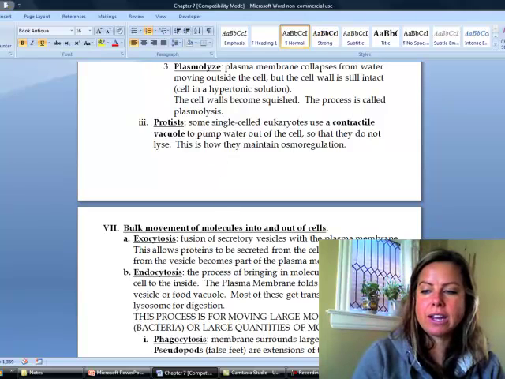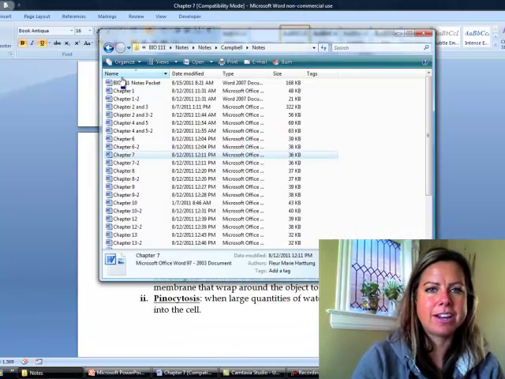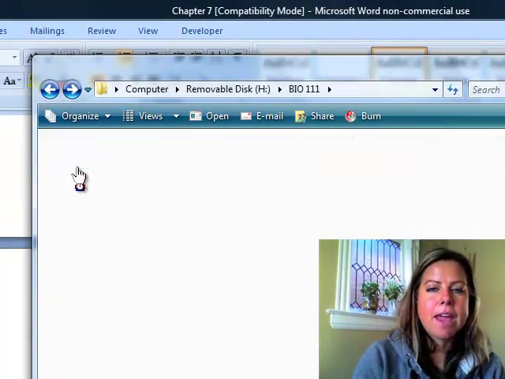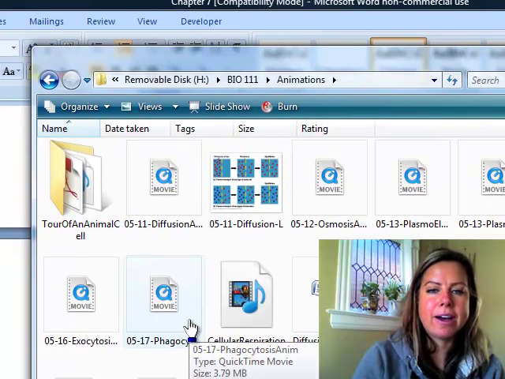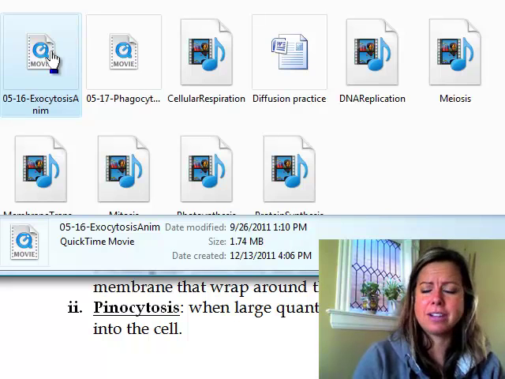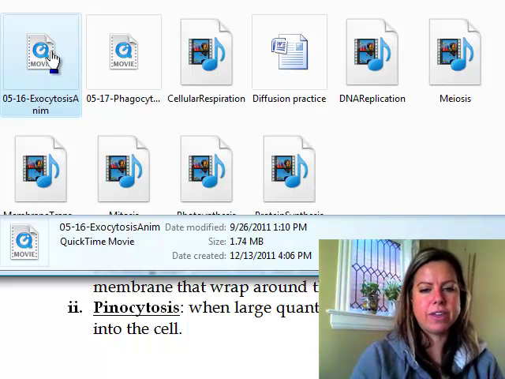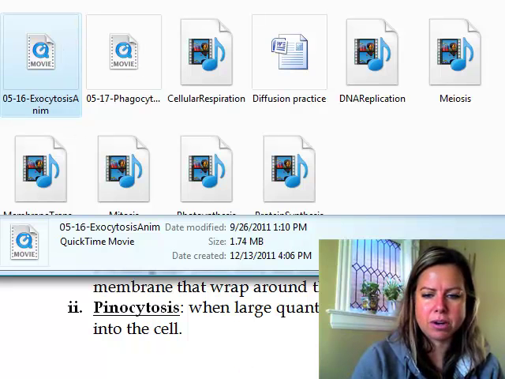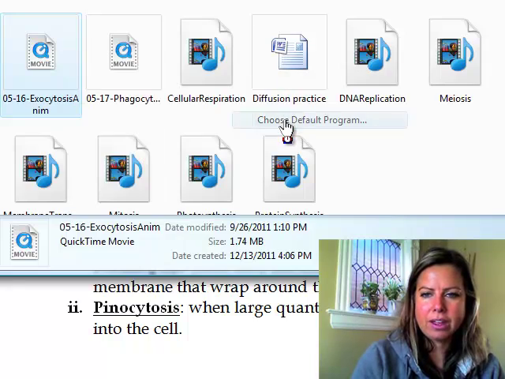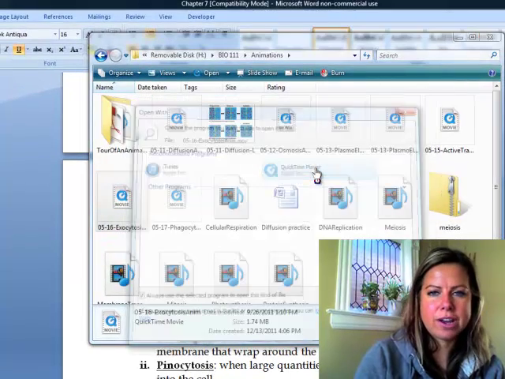Now, the last thing that we're going to get into here is moving things into and out of a cell. And I actually have a very terrible animation that I forgot to download here. Let's see if I can get it. This is going to be what's called exocytosis and endocytosis. And this is a really old, decrepit type of animation. But anyway, this is how we can move large quantities of things into a cell. Let's see, it doesn't seem to be working. Oh, here we go. Open with, let's try QuickTime Player.